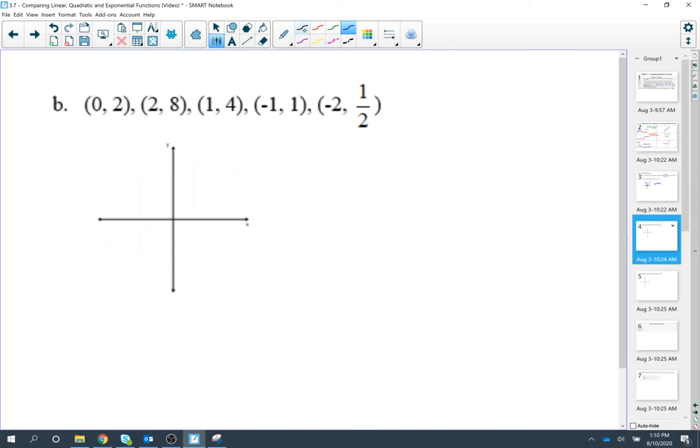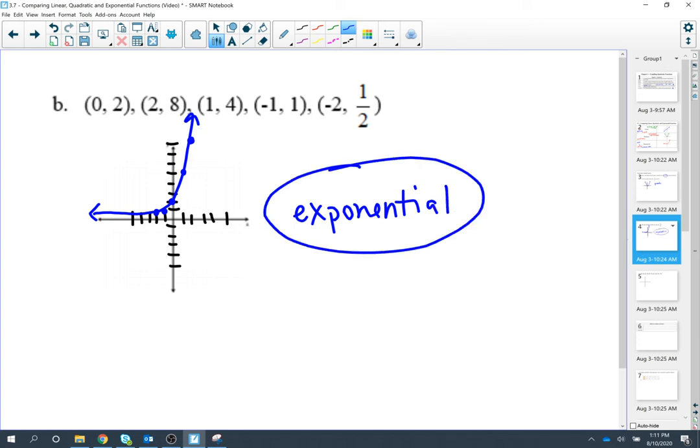Letter B. Gonna kind of start the same way. I'll count out my axes again. We've got 0, 2, 2, 8, 1, 4, negative 1, 1, negative 2, 1 half. What do you think? I'm thinking exponential. Kind of follows your exponential curve. Slow at the bottom, faster at the top.